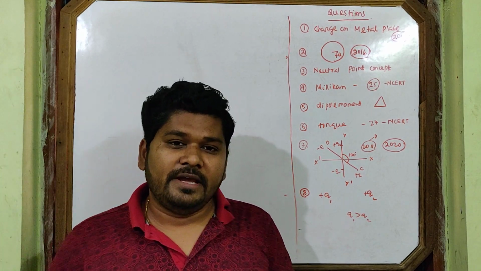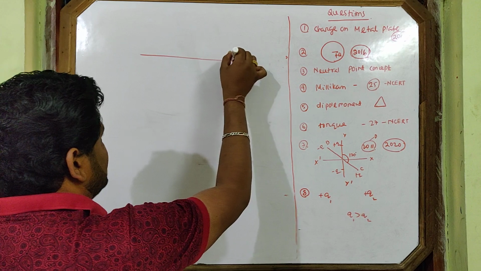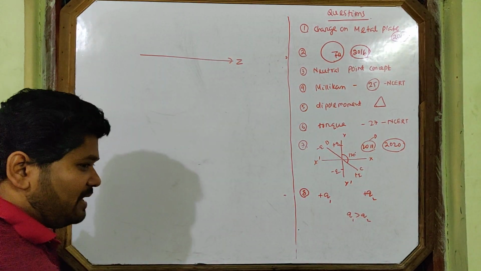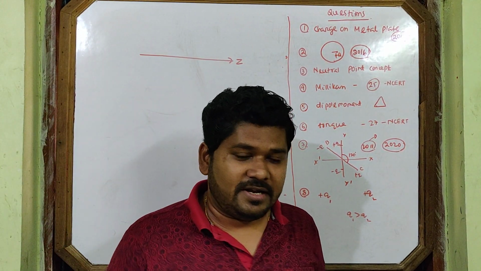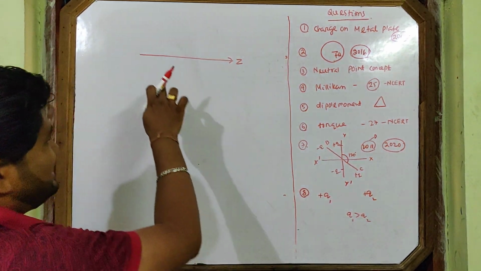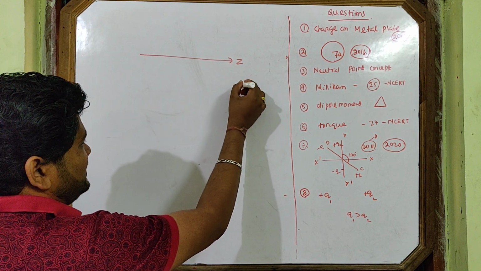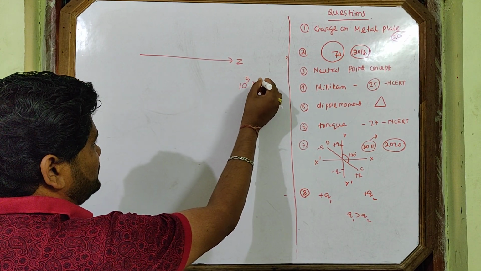The question is there. Electric field exists in the Z direction. I am taking this as the electric field. The direction is constant, but the magnitude of the electric field is not constant. The magnitude is gradually increasing along the positive Z direction, at the rate of 10 to the power 5 newton per coulomb.